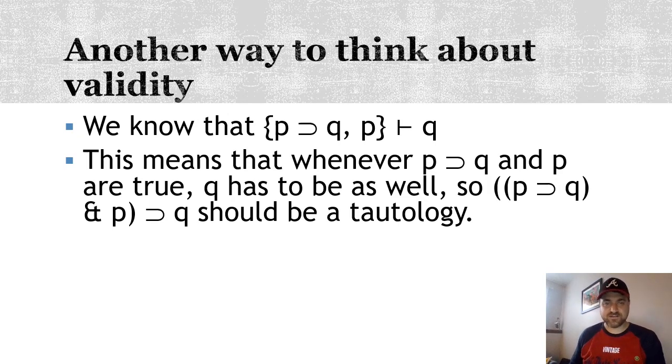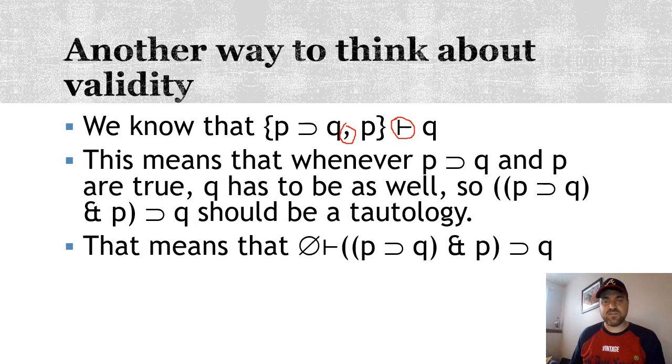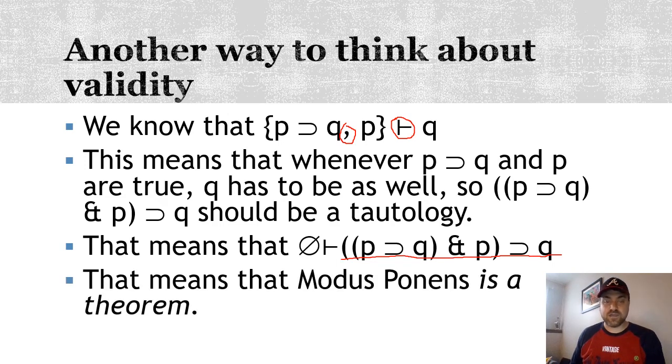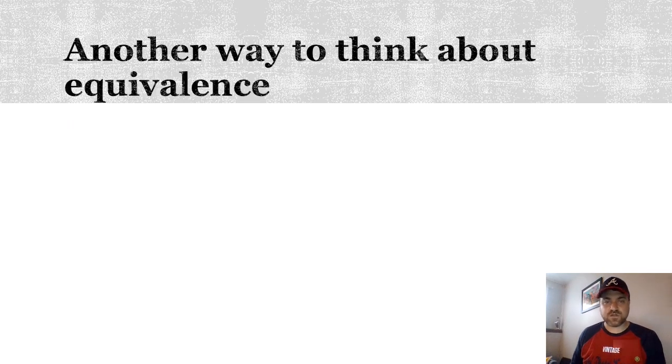If we replace that entailment, if we replace this comma here with a conjunction and this entailment symbol here with a conditional symbol, we should get a tautology if the entailment really does go through. And so that means that this argument, essentially this expression of modus ponens, ought to be derivable from the empty set. That is, it ought to be a theorem, right? Modus ponens, because it really does work, ought to be a theorem of our system.